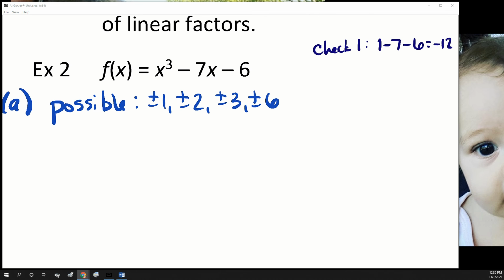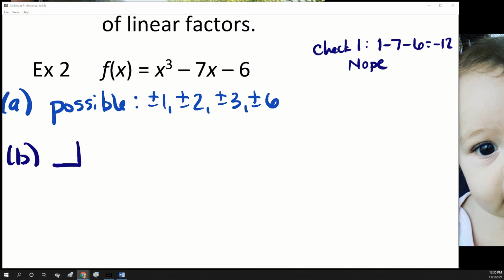Now this time I got -12. So 1 is not a 0. So don't even worry about 1. There's no way 1 will work. So we are going to find the zeros. So kick out 1. That still leaves 7 numbers to try. So -1, positive and -2, positive and -3, or positive and -6.